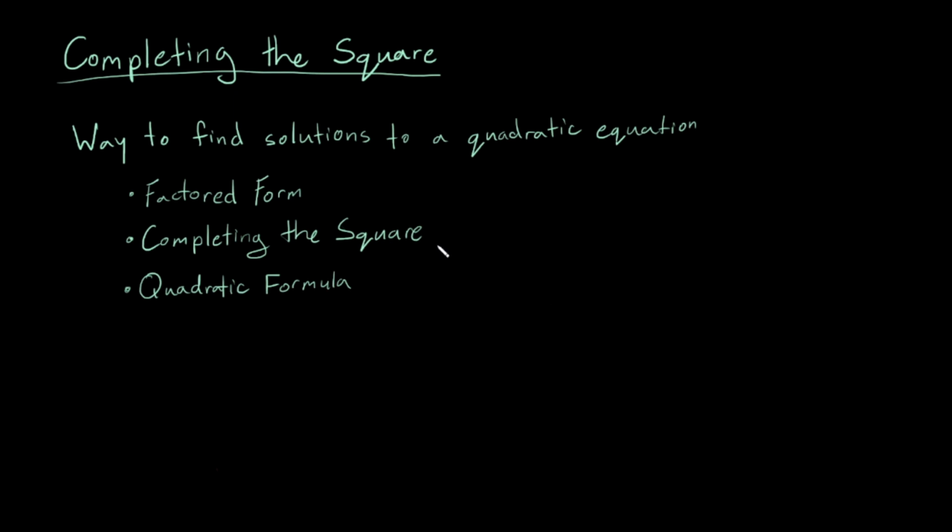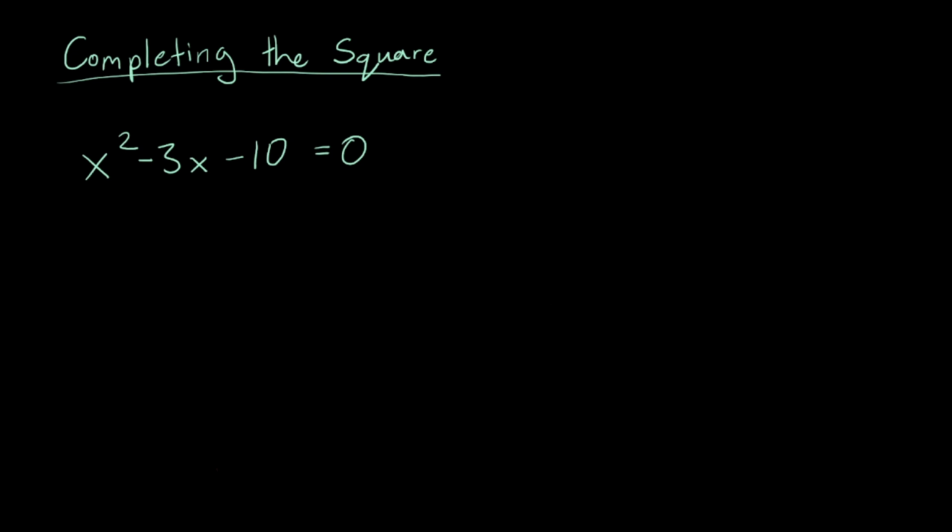And quadratic formula is actually essentially just completing the square, but it's a formula that's derived from completing the square. So at the end of this video, I'll show you how to derive the quadratic formula by using complete the square. So to begin solving, we need to isolate our variable terms and our constant terms.